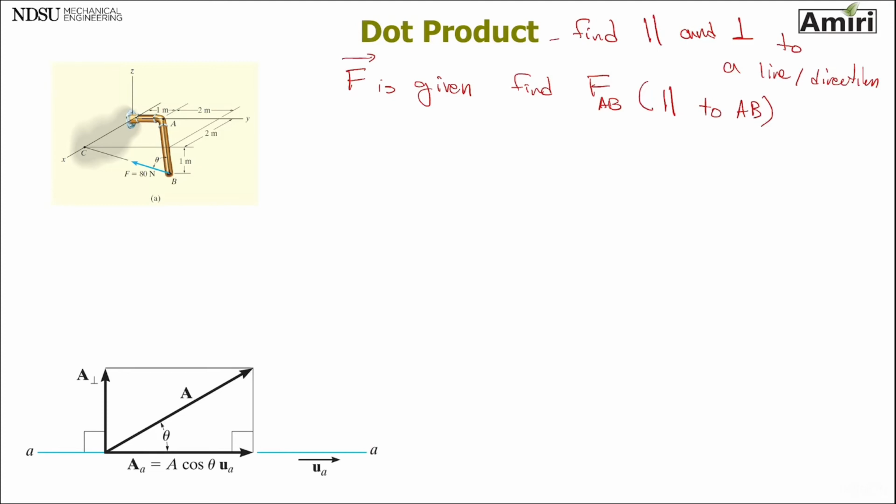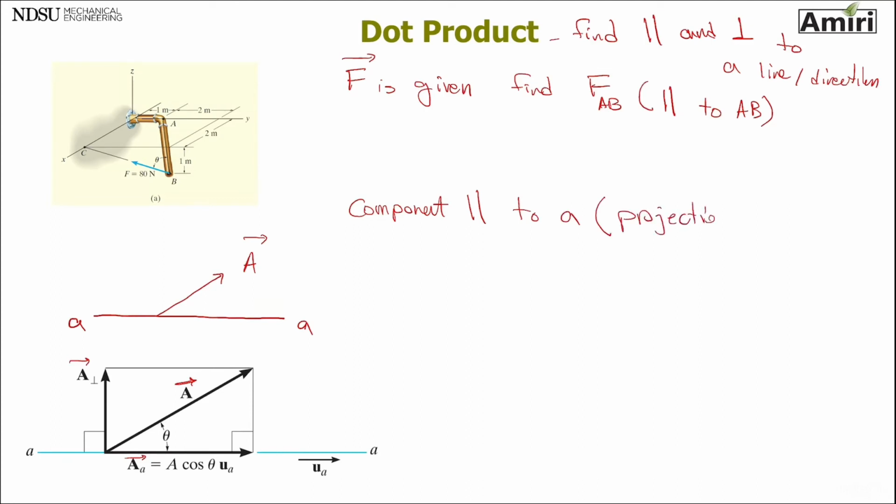So if I have a vector A, let me put arrows here. Vector A, I'm going to redraw it here quick. Line AA, I have vector A. The component parallel to A, or projection on AA, or component along AA. These are all the languages that different problem statements use, but they all mean the same thing. Is going to be A dot unit vector of AA.